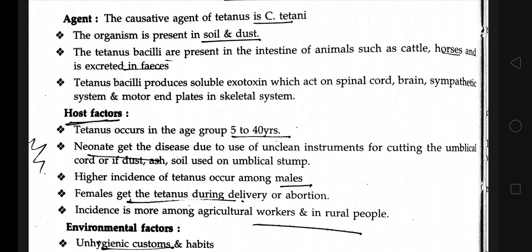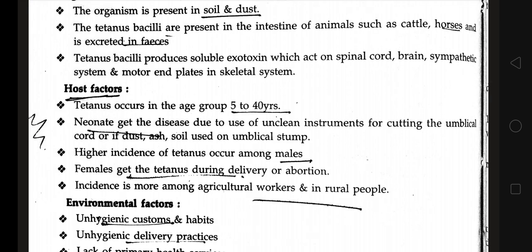When this feces comes in contact with the soil or dust, the infectious agent will be there in the dust. Then when a healthy person comes in contact with the soil and dust of infected feces, they may get the infection. Tetanus bacilli produce a soluble exotoxin which acts on the spinal cord, brain, sympathetic system, and motor end plates in the skeletal system. So that's why you get the infection, tetanus.